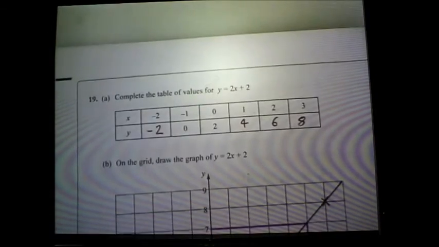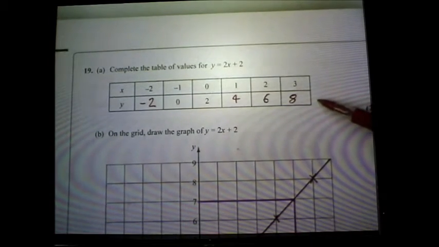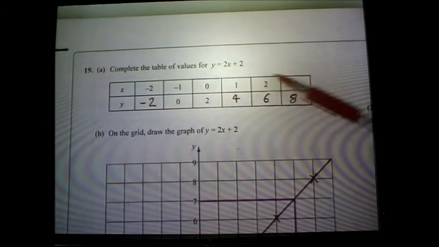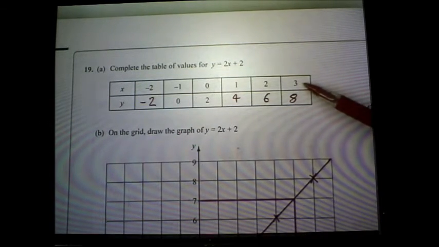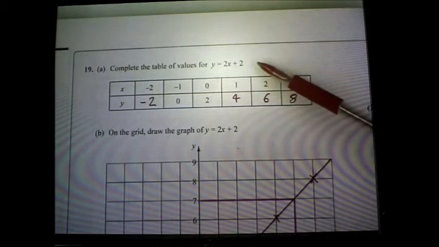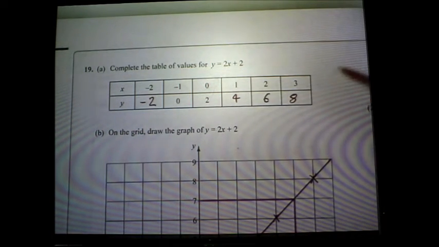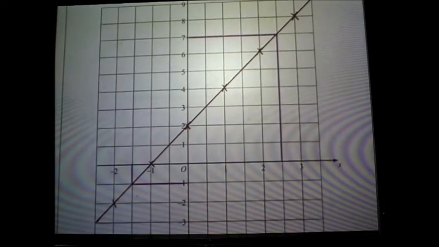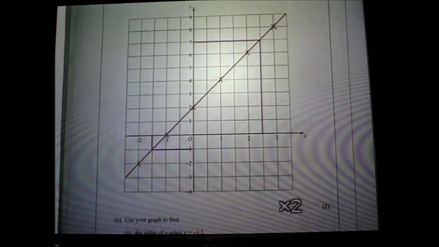Drawing a linear graph. Put your values in here. I always start from this side that I'm pointing at now. 2 times x, x is the top row, look, so 2 times 3 is 6, add the 2 gives you 8. 2 times 2 is 4, add 2 gives you 6, 2 times 1 is 2, add 2 gives you 4. You notice it's going down in 2s. Plot those points on the graph, so it should look something like that. Make sure you draw it with a straight line.